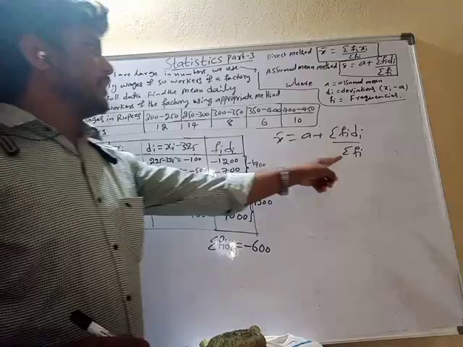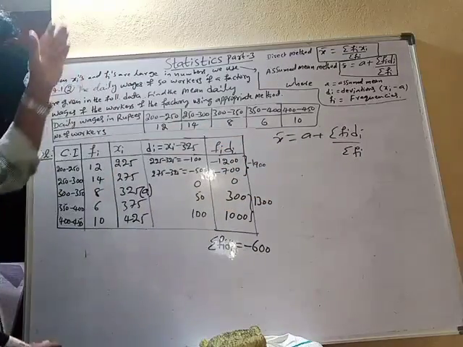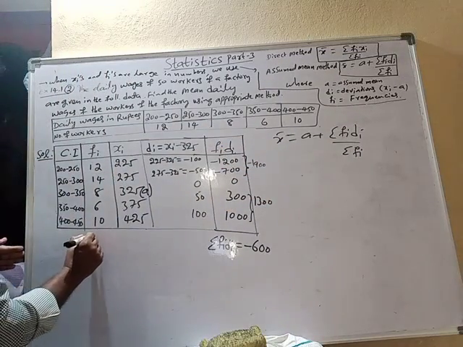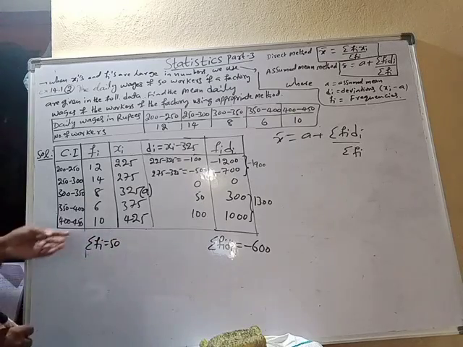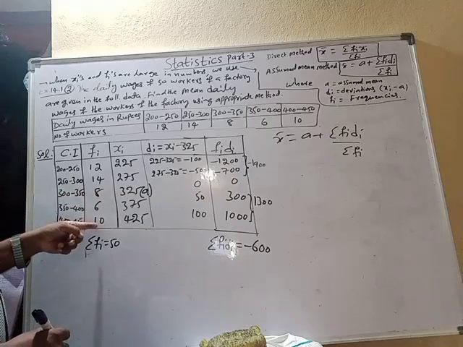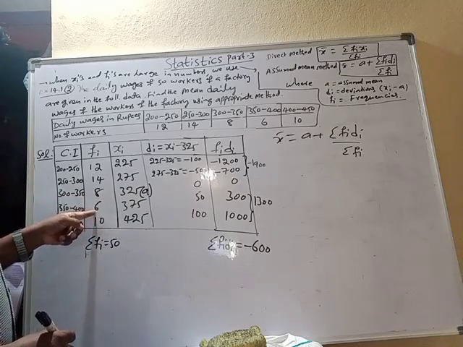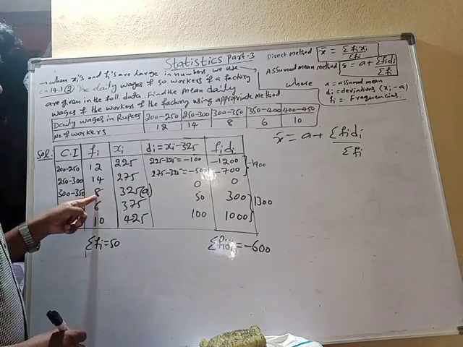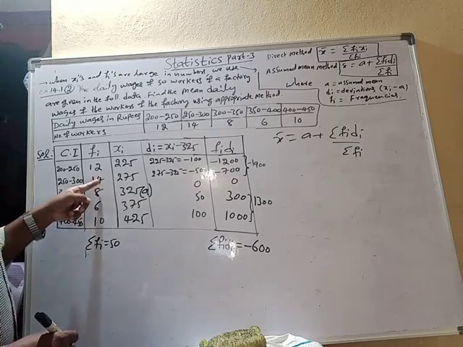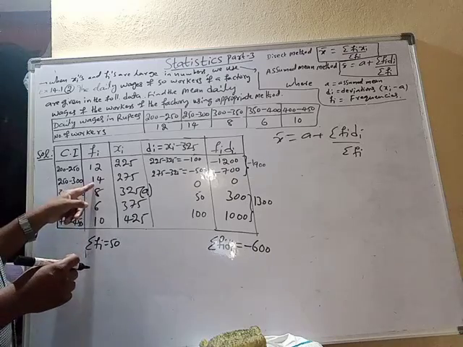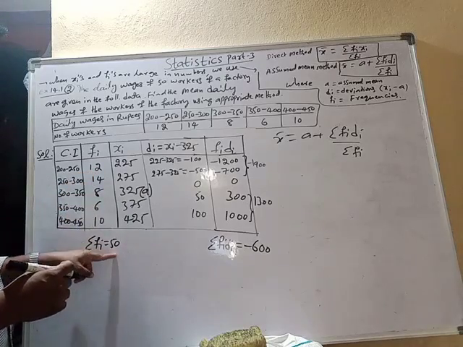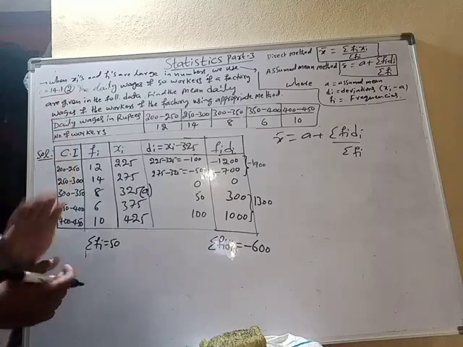Then in the formula, what is summation fi? It is the total frequencies, the number of workers given here. Summation fi is equal to 50 workers. You can calculate it by summing: 10 plus 6 is 16, 16 plus 8 is 24, 24 plus 14 is 38, 38 plus 12 is 50. Okay, 50 workers are already given.